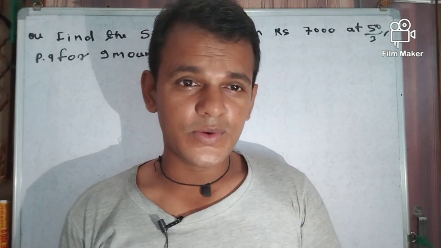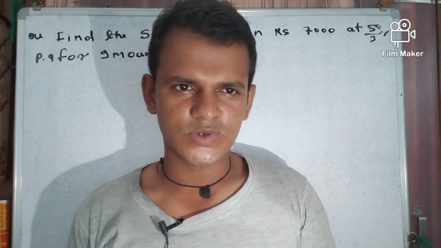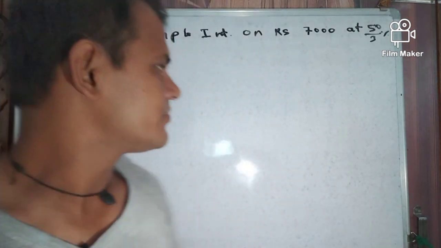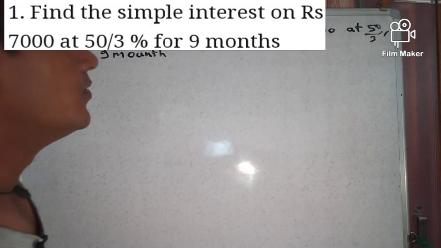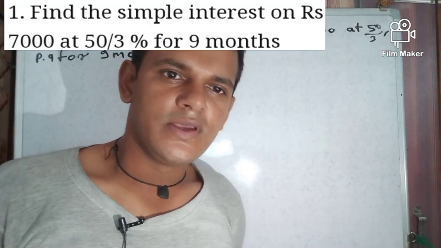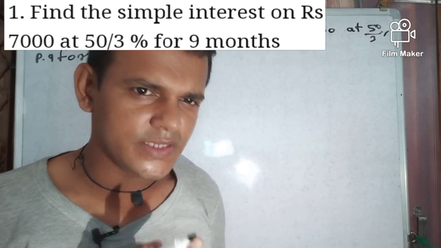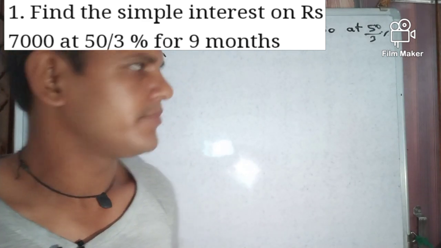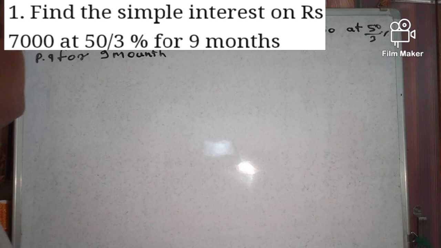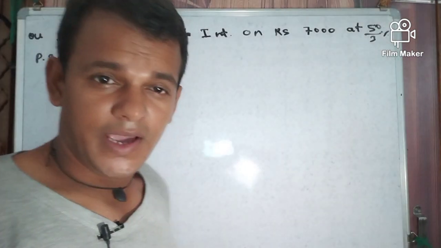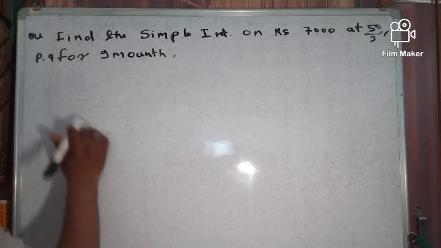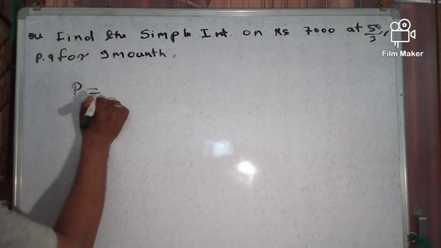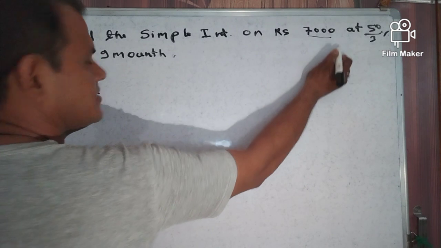The topic we are going to look at today is simple interest. So today's first question is very simple. Find the simple interest on Rs 7,000 at 50 by 3% per annum for 9 months. So see here, the given data is: principal given is 7,000, right?